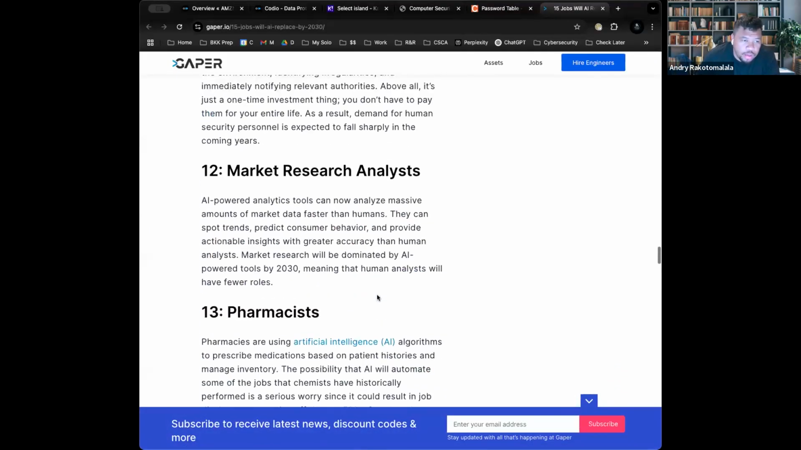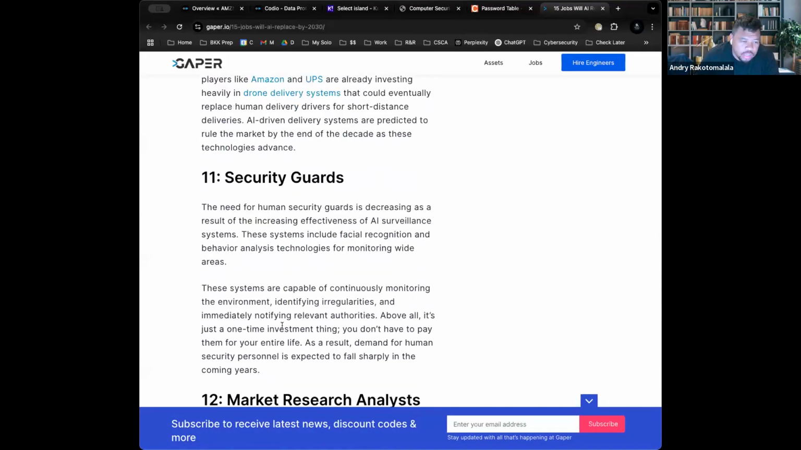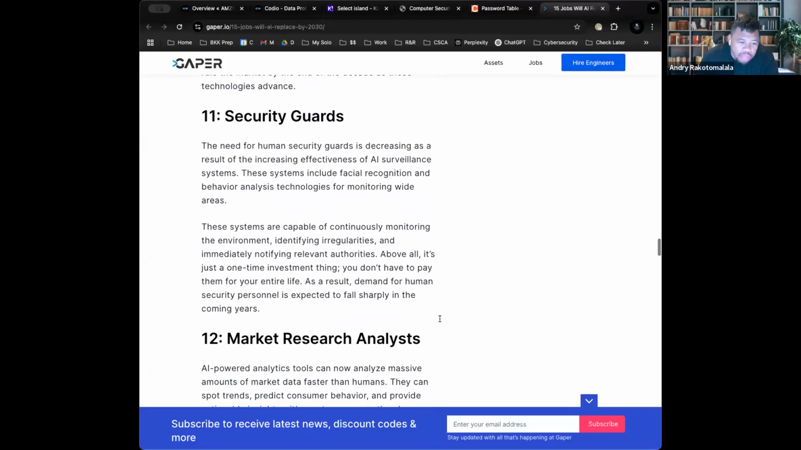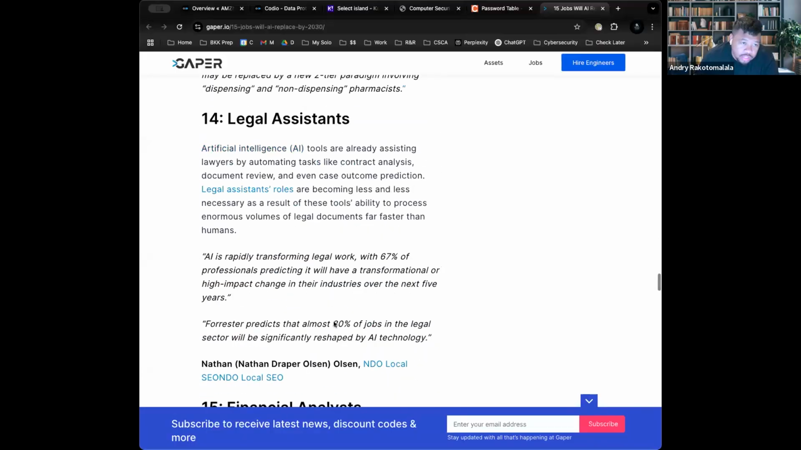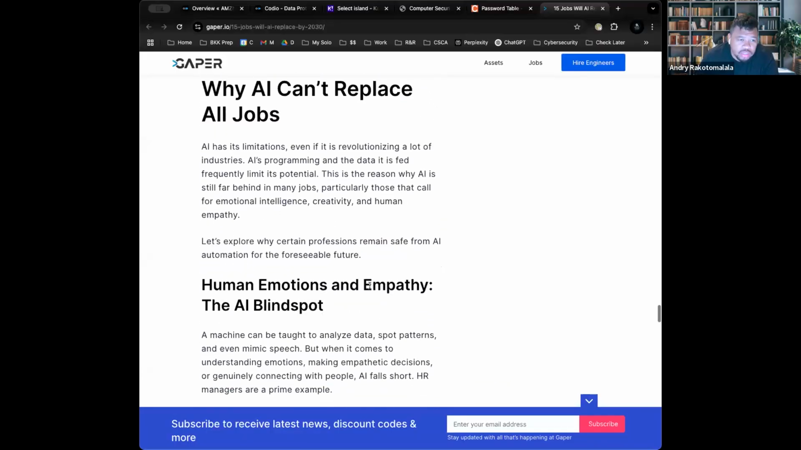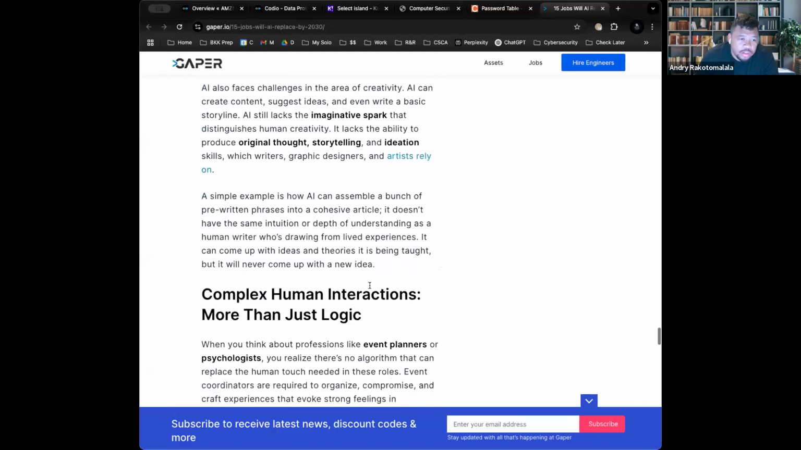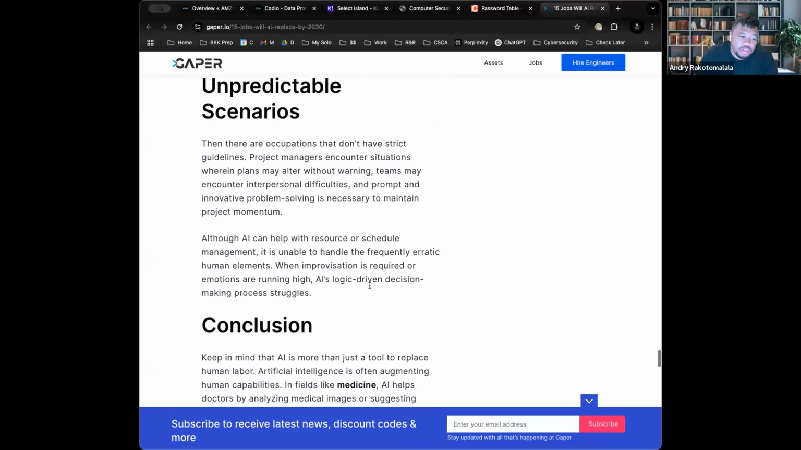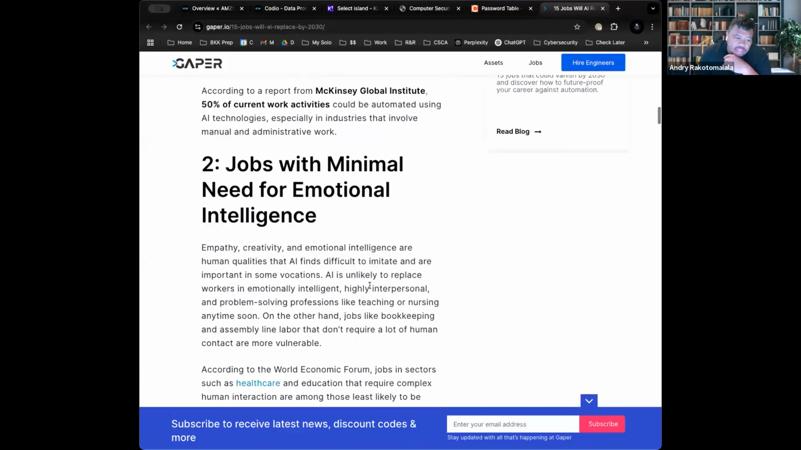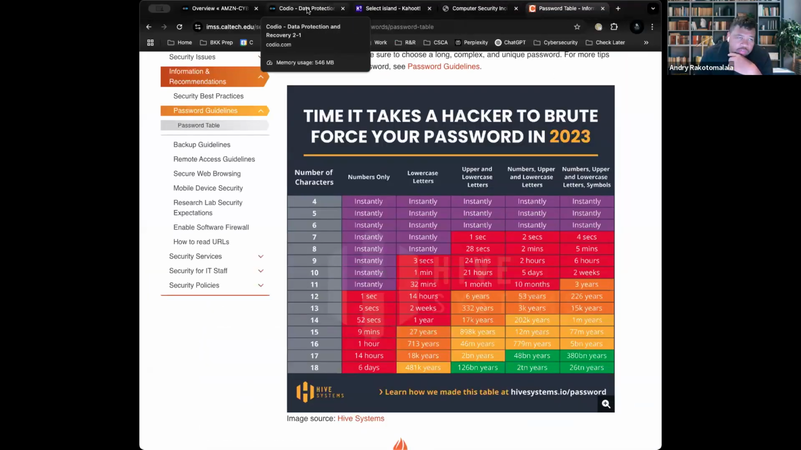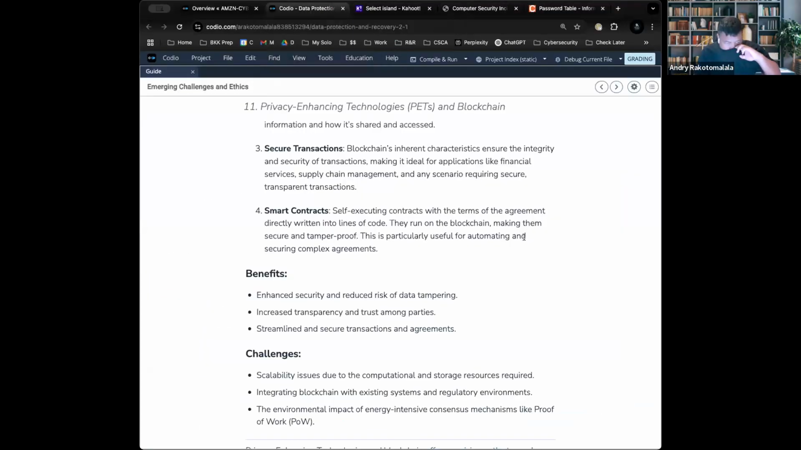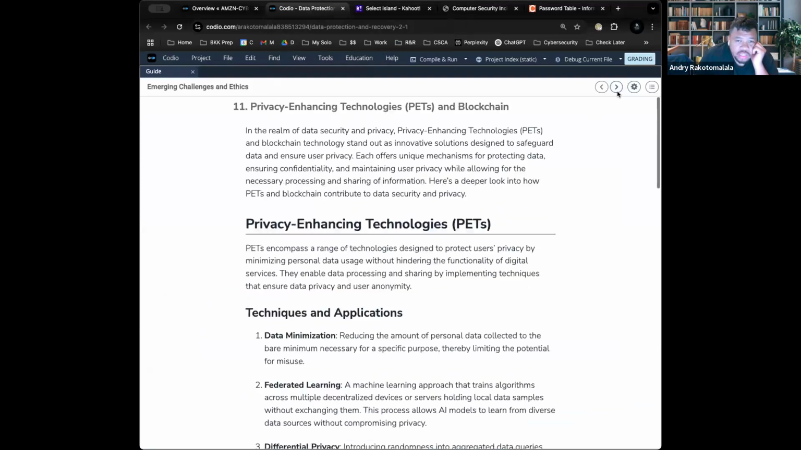Yep. Security guards, yes and no. You're still going to need physical security guards in order to make human decisions. Yes, legal assistance, that will be replaced. I think the biggest thing to keep in mind here is that it will replace jobs that are repetitive and don't take up a lot of emotional intelligence to operate. All right, I think we're good here. Let's carry on.